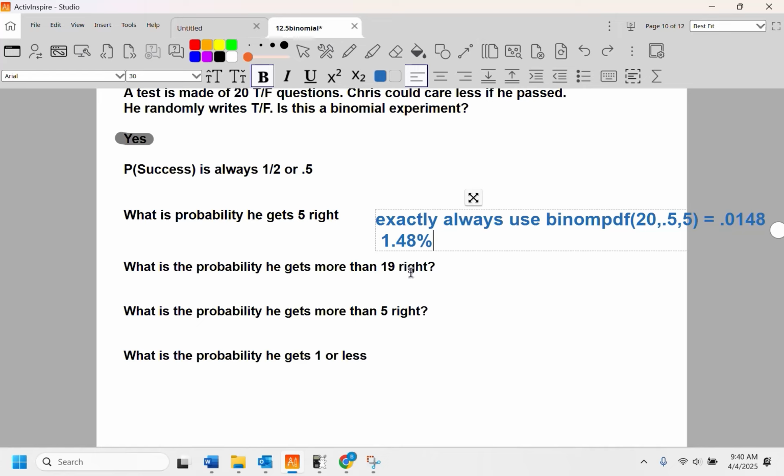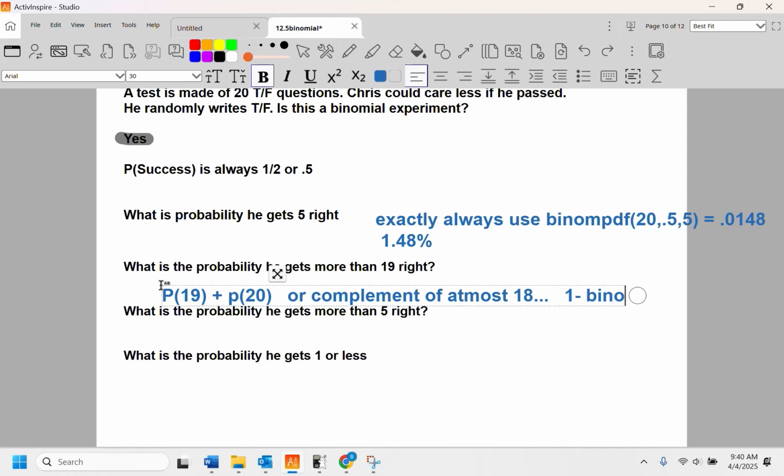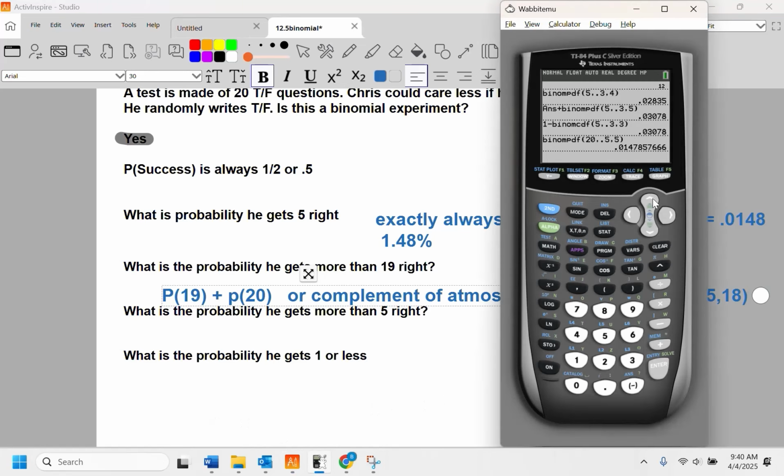All right, what is the probability that he gets 19 right or more? This would be the probability of 19 plus the probability of 20. Or it is the complement of at most 18, which is how I'm going to do this. So I'm going to do 1 minus binom CDF, 20, 0.5, 18, because that's the quickest way to do it. I've already done a CDF operation earlier, so I'm going to go up and highlight that text, press enter. 20 trials. Oops, I got rid of my comma. Comma, 0.5, comma, 18.